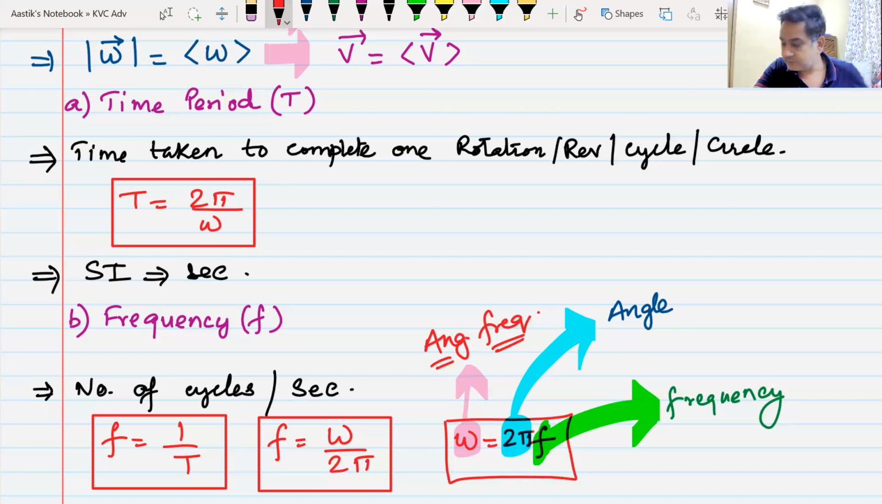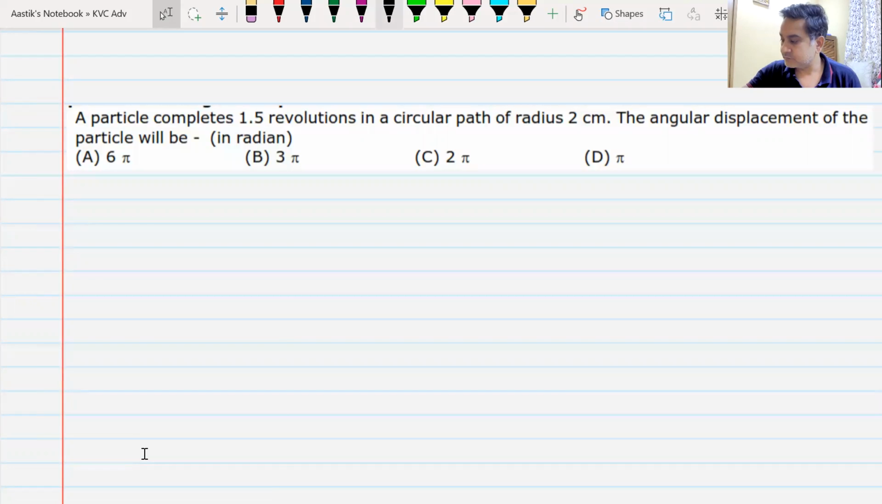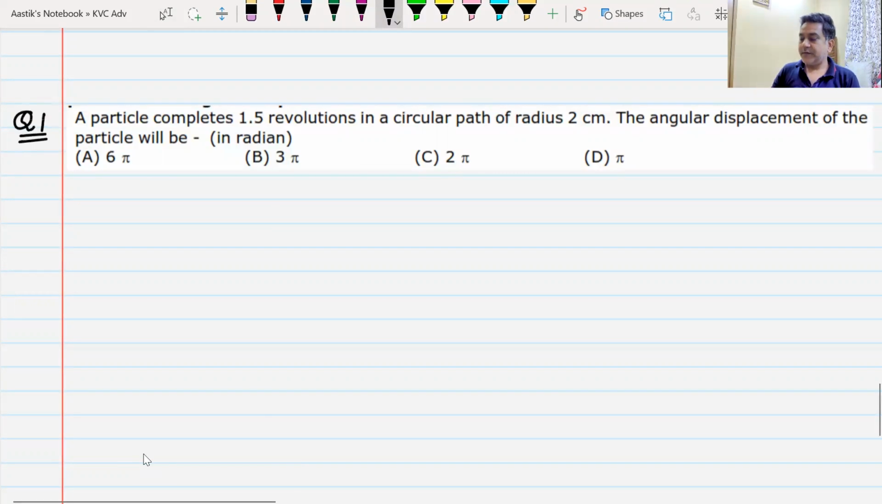Then comes this question. A particle completes 1.5 revolutions in a circular path of radius 2 centimeter. What is the angular displacement?